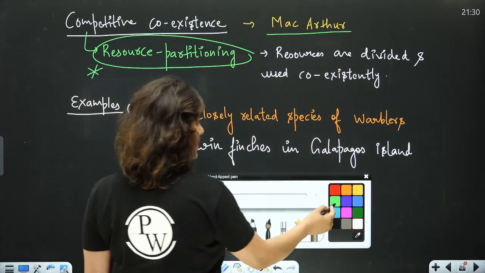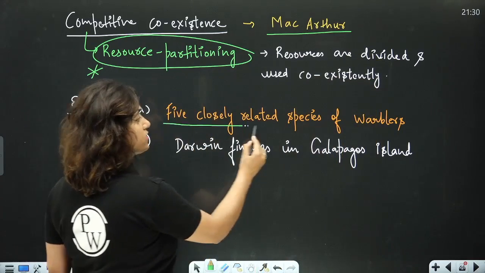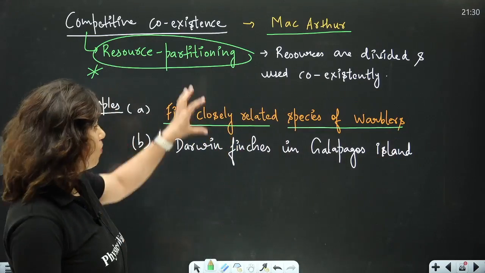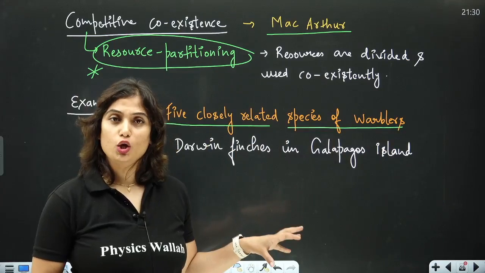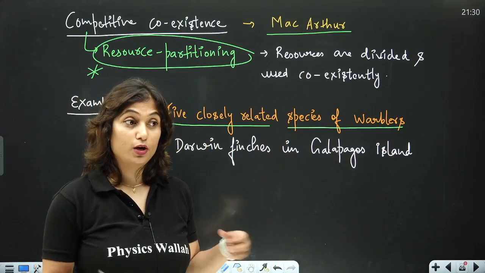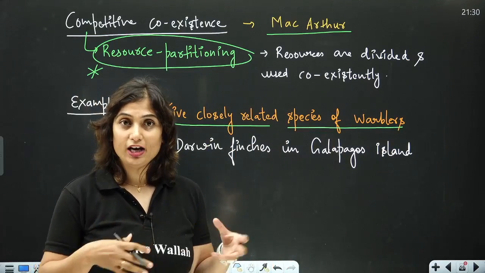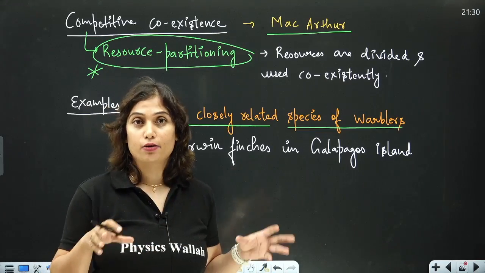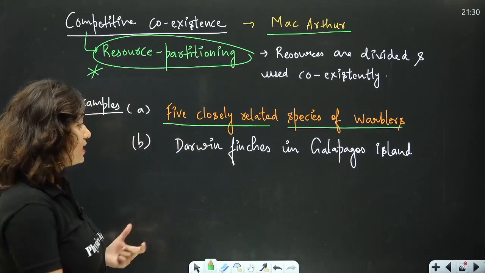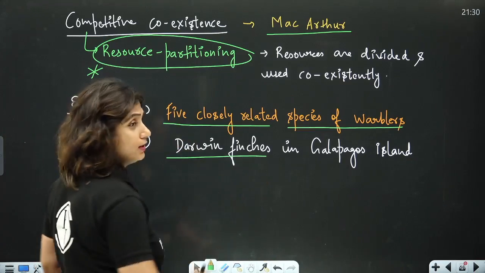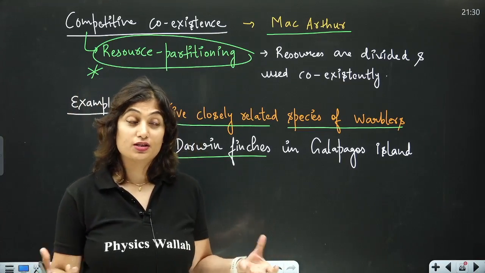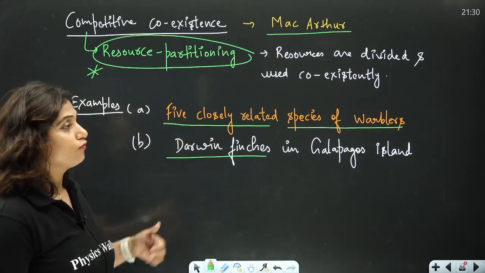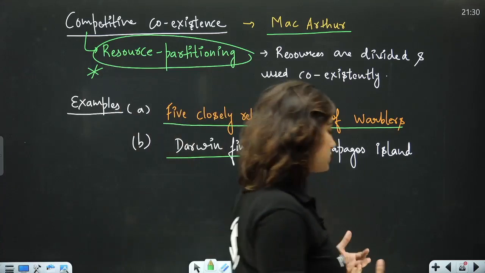The beautiful examples are five closely related species of warblers, right? MacArthur saw that five closely related species of warblers were not eliminating each other, but were coexisting because they had divided their resources. Likewise, the different kinds of Darwin's finches coexist in the Galapagos Island. So these are the two examples of coexistence or resource partitioning.